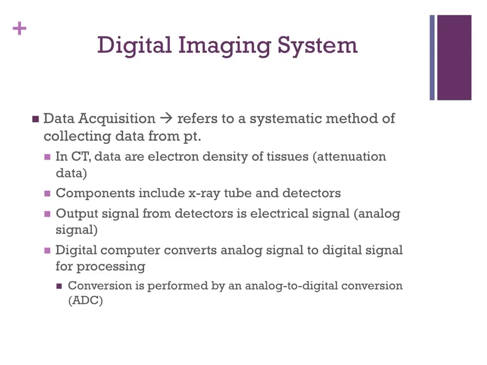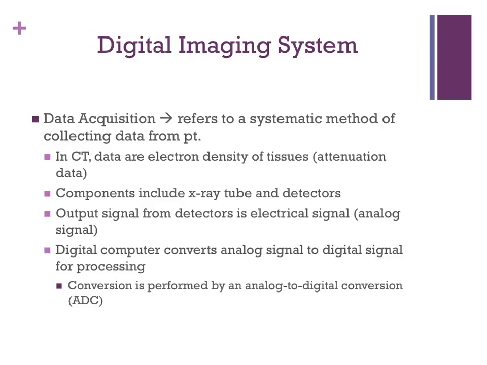We discussed the major components of a digital imaging system in the previous chapter, which included data acquisition, image processing, image display, storage and archival, and image communication. Remember, data acquisition refers to a systematic method of collecting data from the patient. In CT, data are electron density of tissues, which is attenuation data. The components include the X-ray tube and the detectors. The output signal from the detectors is an electrical signal, or an analog signal, that varies continuously in time.